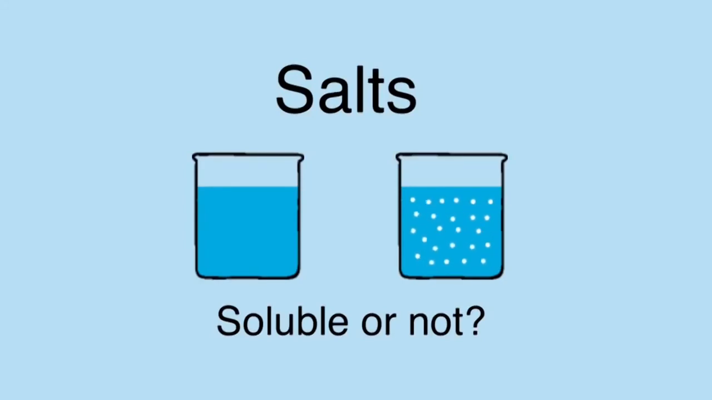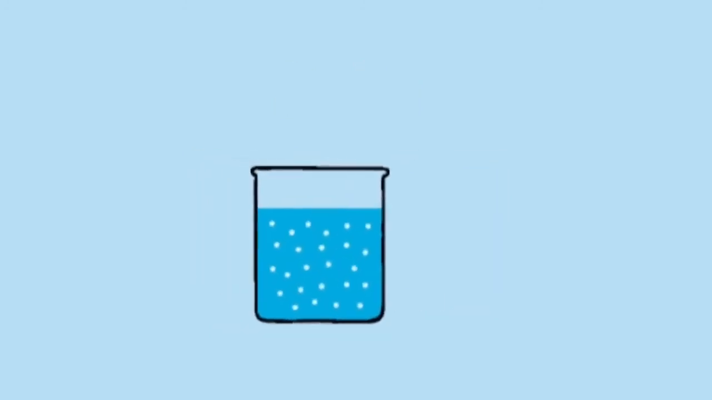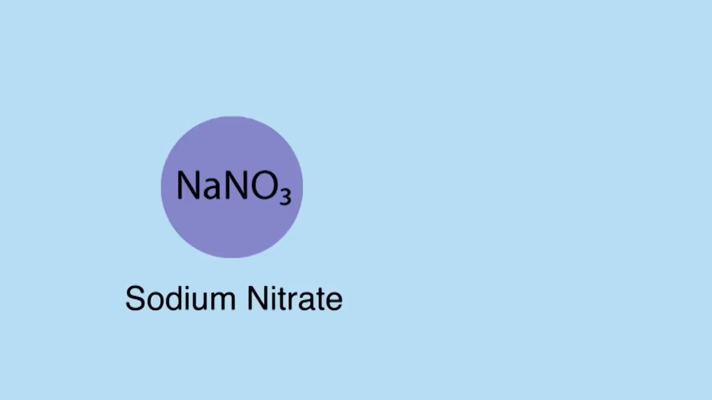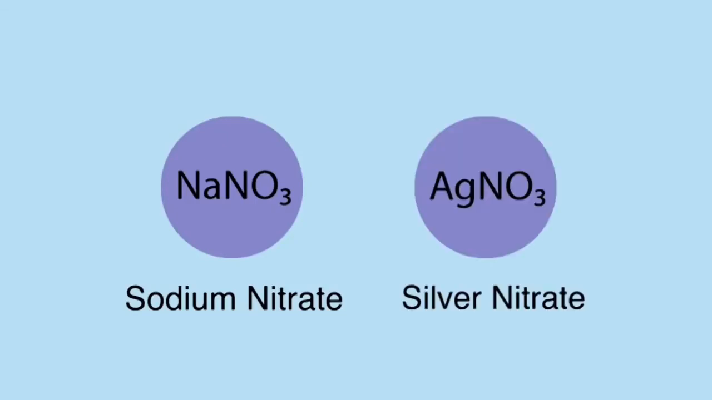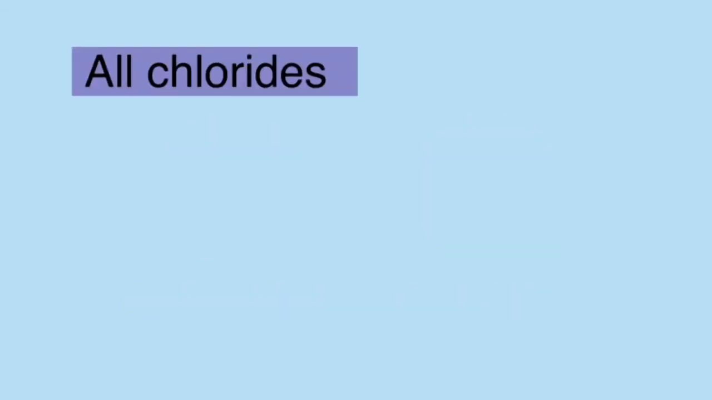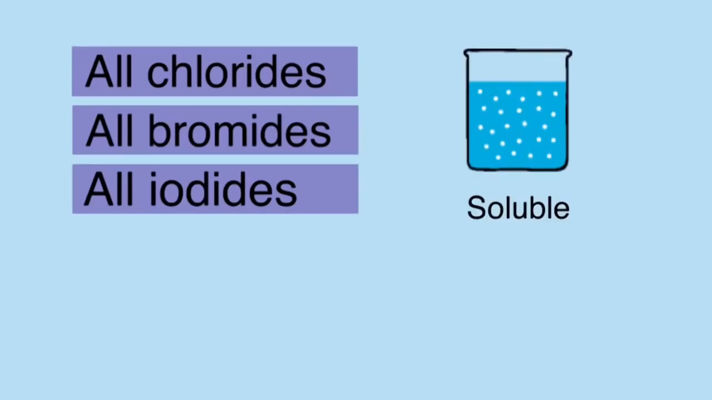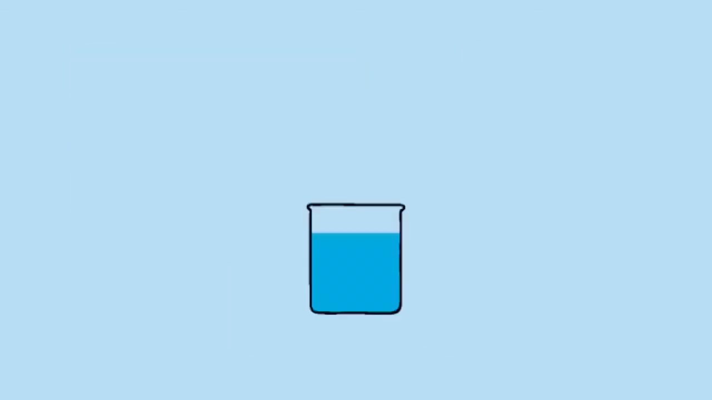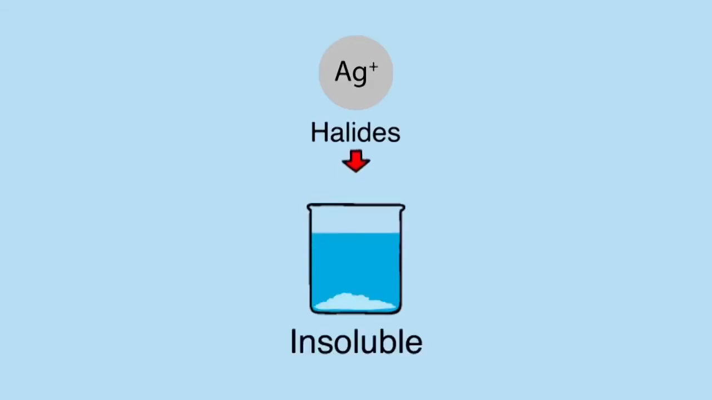This is actually possible. There are certain trends observed when it comes to the solubility of certain salts. All nitrates are soluble. These are salts containing a nitrate ion, such as sodium nitrate and silver nitrate. All chlorides, bromides, and iodides are soluble, except for lead and silver. Remember that. Because silver halides are insoluble, we use this to test for the presence of halides.